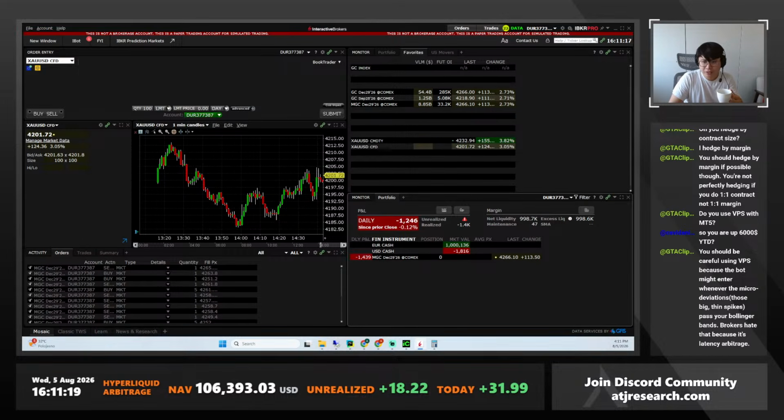You should be careful using a VPS because the bot might enter whenever micro deviations, Bitcoin spikes past your Bollinger Bands. Brokers hate that because it's latency arbitrage.